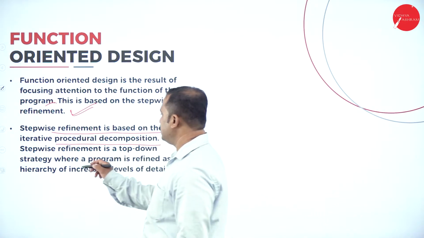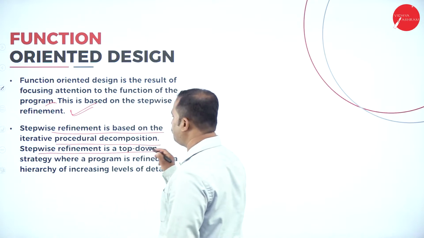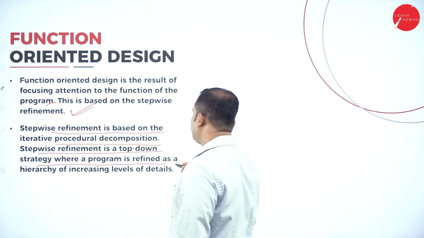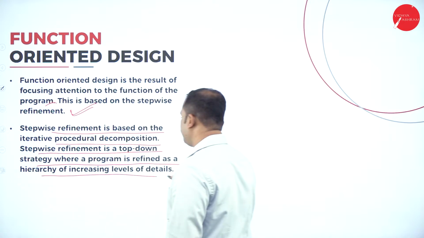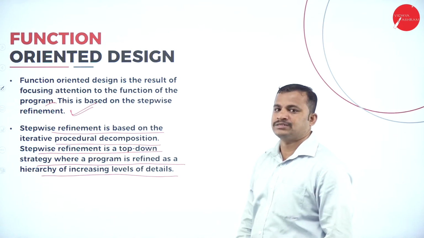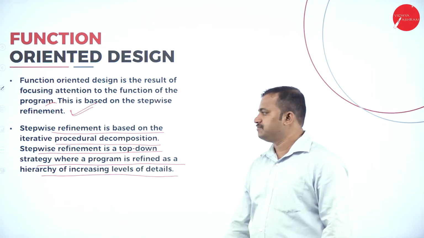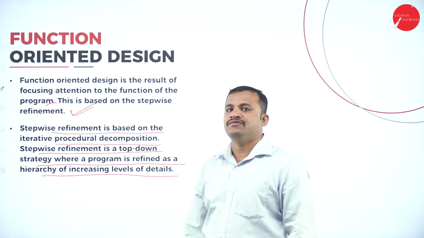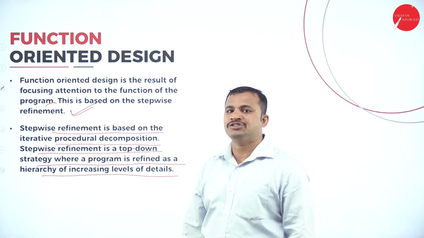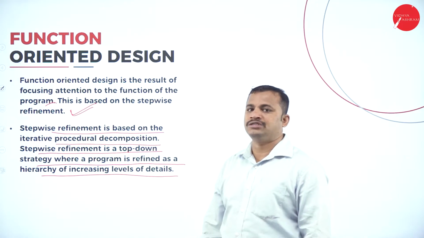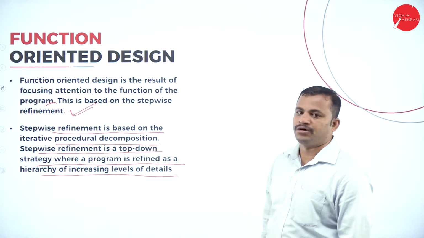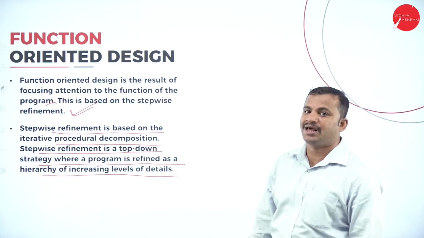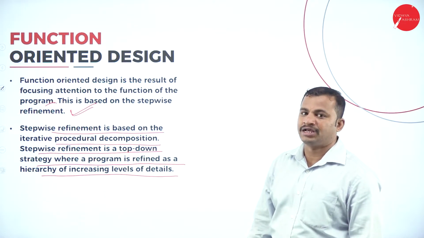The stepwise refinement is a top-down strategy where a program is refined as a hierarchy of increasing levels of detail. It is a top-down strategy. That is the function-oriented design, which is similar to C language, which is a structured-oriented language. So it requires the top-down strategy. So this is the meaning of it. It refines the functionalities in every iteration.